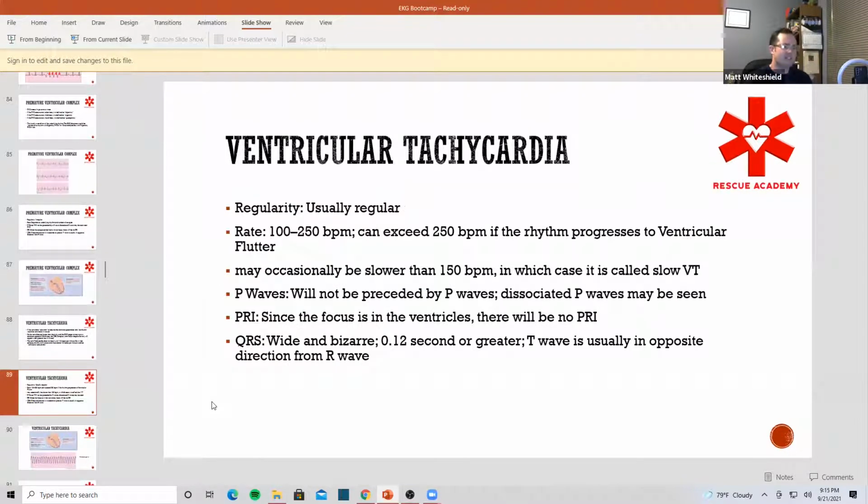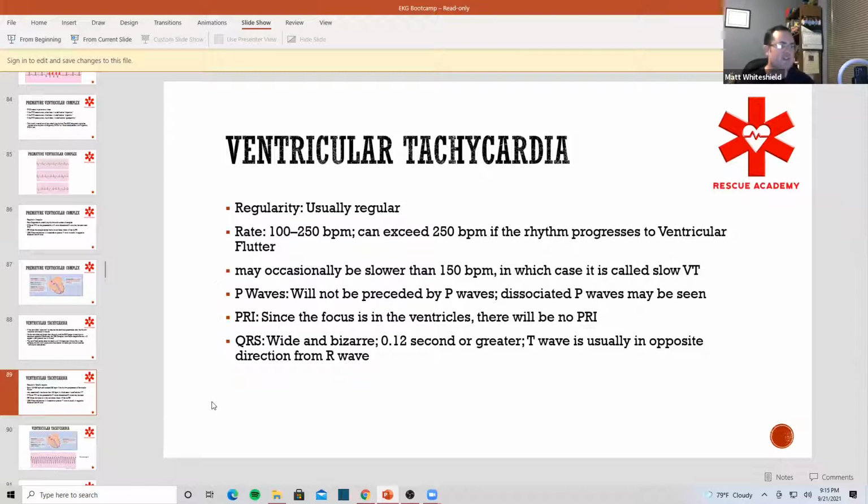All right, let's take a look. So it says Vtac is regular, usually, right? When we're talking about monomorphic, I'm going to talk about the difference between monomorphic and polymorphic Vtac. It says it can exceed 250, right? That would be considered ventricular flutter. You won't even know the difference if you look at them. They both look like Vtac. May occasionally be slower than 150, right? Known as slow ventricular tachycardia.